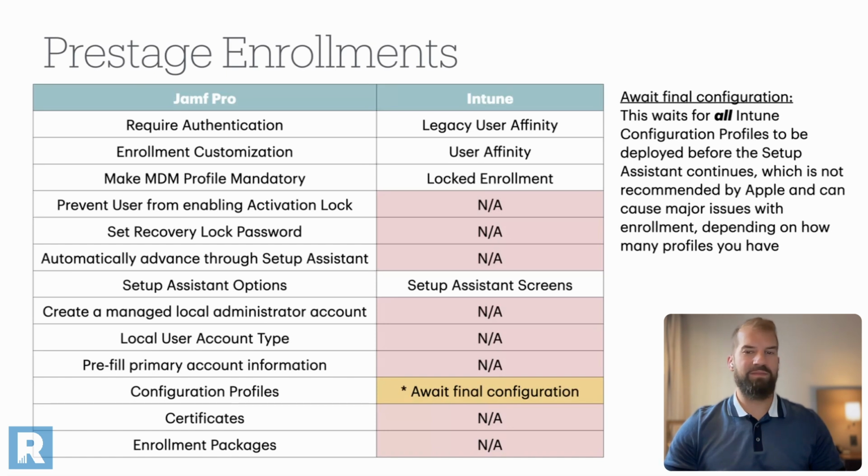And then really what I was kind of surprised on is there's really no way to manage the local administrator account that gets deployed to the computer. So you can't skip the account creation. You can't set that first local administrator account like you can in Jamf Pro. You can't pre-fill the primary account information. You can't deploy any enrollment packages, which is essential for Jamf Connect login, or any certificates.